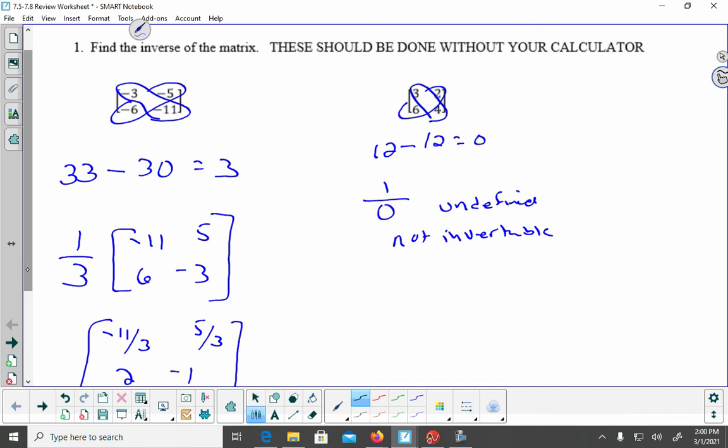If I was trying to do it by the augmented matrix, when I went to do the 1 in row 1 and row 2 to eliminate the x, I would have ended up with 2 zeros here, whatever those are. And once I have the 2 zeros, I know it's not invertible.